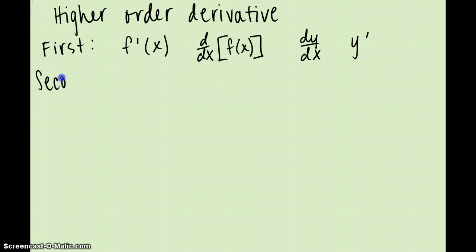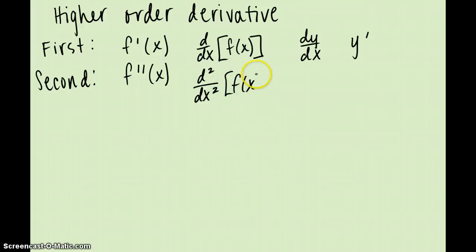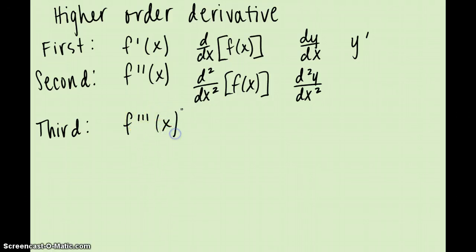So then the second derivative would just be the derivative of the first derivative. So f double prime of x would be written as d squared over dx squared of a given function. You could also say it as d squared y over dx squared, and so forth and so on. So third derivative, f triple prime of x, and the fourth derivative.